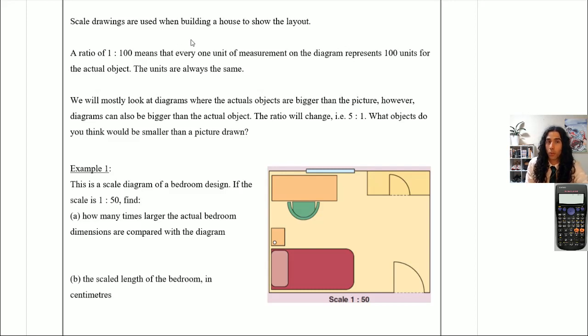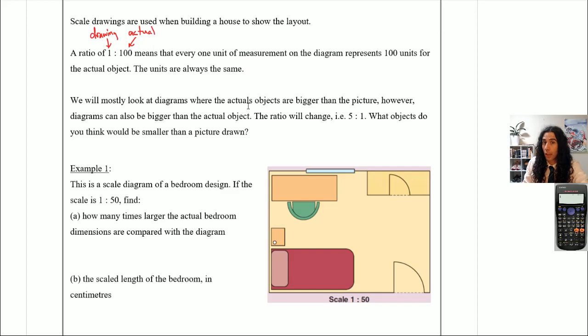So the first number is our diagram, our drawing, and the next number is our actual. So for this scale, it means the actual thing is 100 times bigger. So for example, if I had something 6 centimeters long on the drawing, that means it's actually 600 centimeters across. So 6 meters. All right, that's what we're doing.